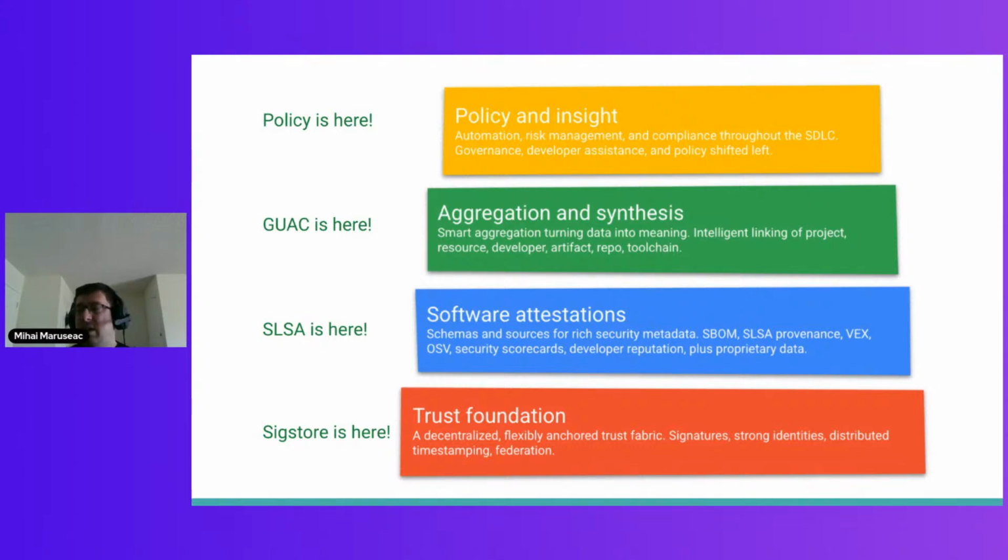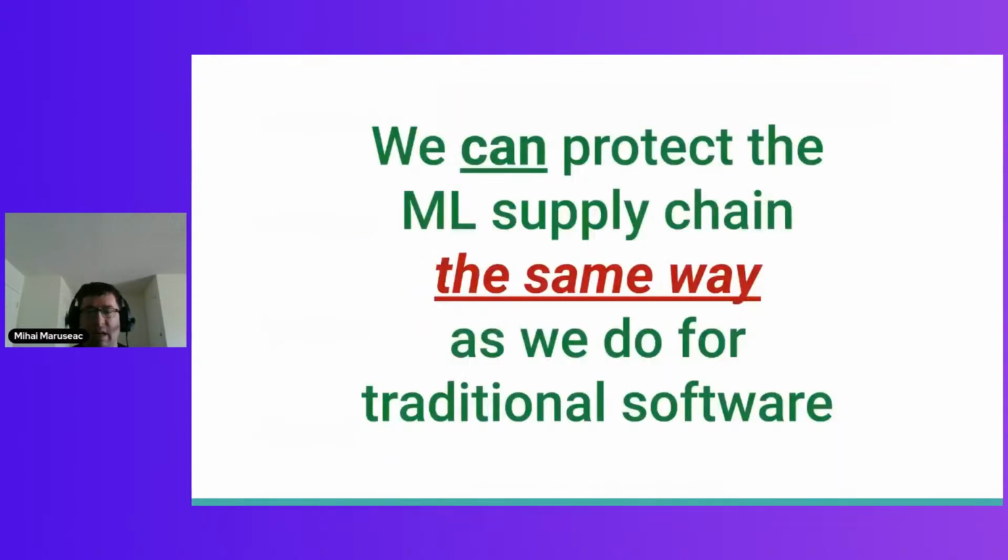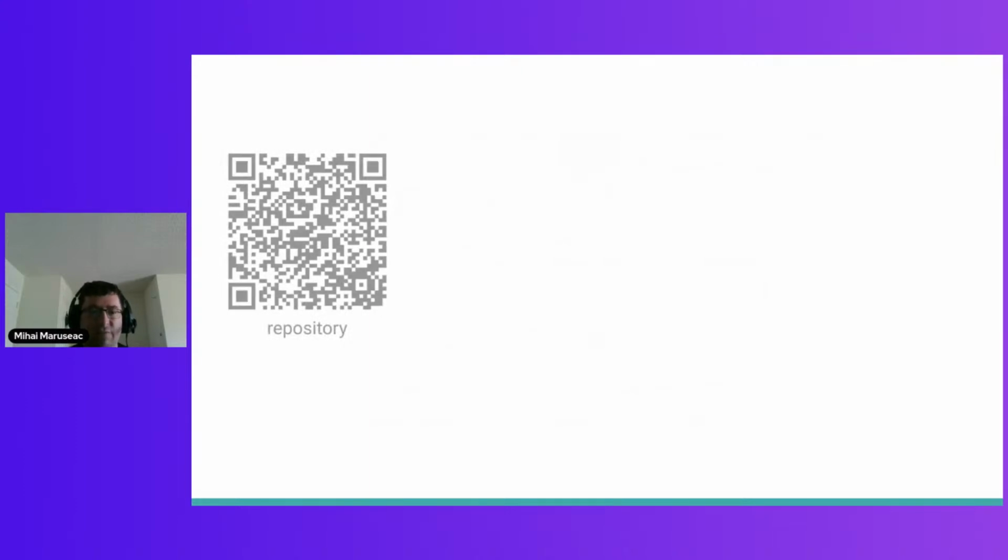Okay, so if you go away from this talk with just one idea, the idea is that we can protect the ML supply chain exactly the same way we do it for traditional software. And we can do this even if the ML supply chain has additional risks added to it. And now I will move to the final slide for questions.